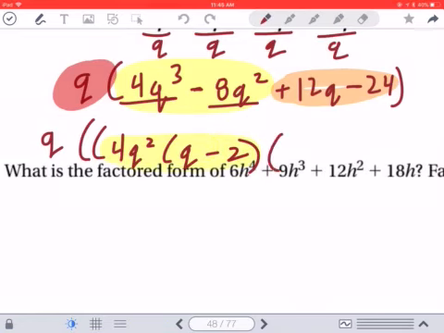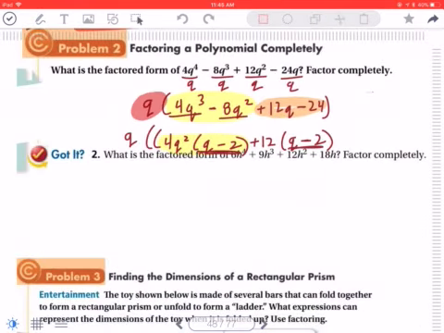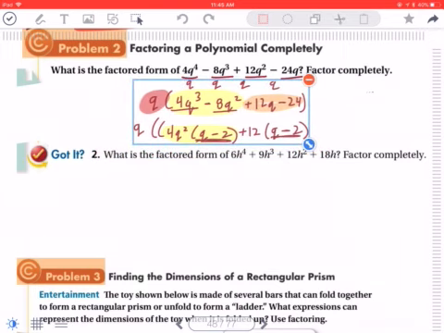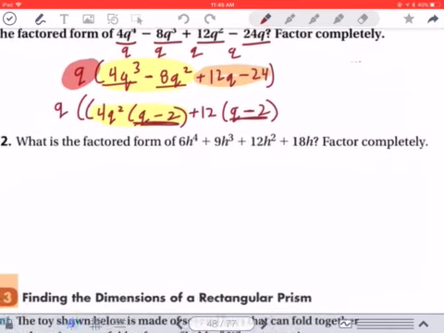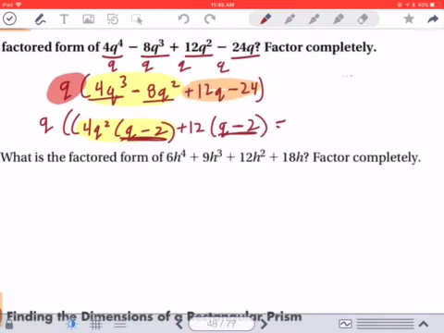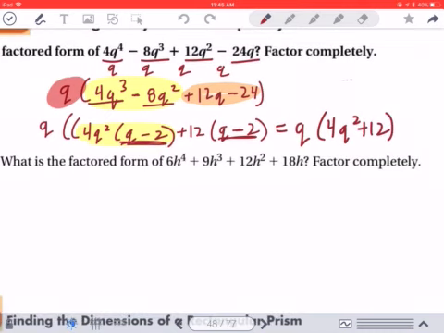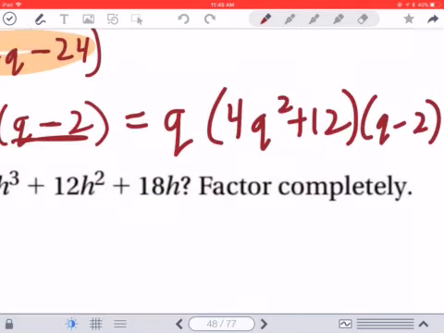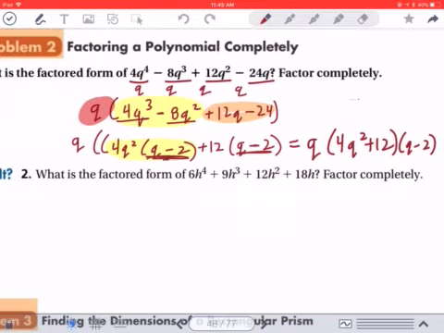In orange over here, I'm going to factor out a 12. When I factor out a positive 12, I'm left with q minus 2. Notice that I have q minus 2 and q minus 2. My last step is just to rewrite this. I'm going to rewrite it as q factored out, and I have 4q squared plus 12, and then q minus 2. So I got the q minus 2 right there.